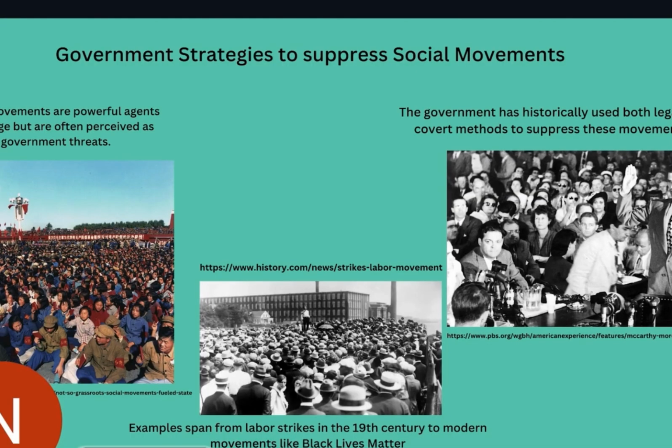In slide two, I talked about government strategies to suppress social movements. Governments had certain strategies for that. One of them was surveillance. Authorities closely monitored activists, often collecting evidence to justify arrests or discredit leaders. Programs like COINTELPRO in the United States targeted civil rights and anti-war activists. Another example is legislation. Laws are passed to limit protest activities, restrict public gatherings, or impose harsh penalties for civil disobedience. Media control: governments manipulate public opinion by framing activists as dangerous or unpatriotic.